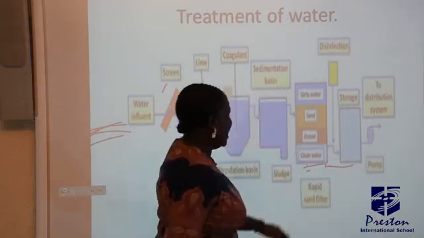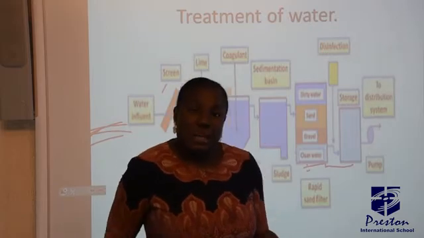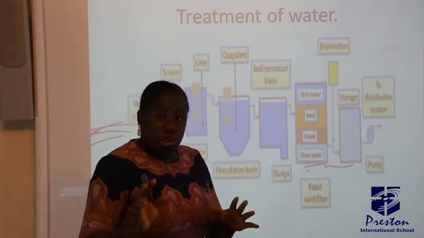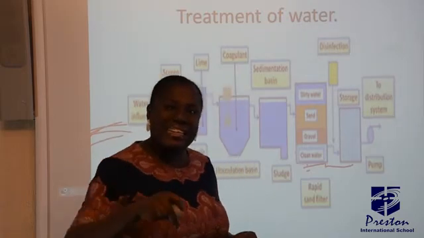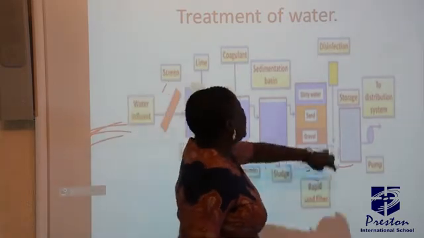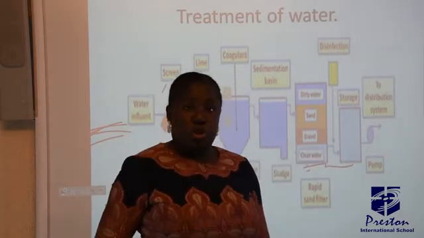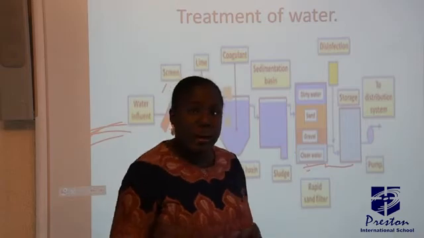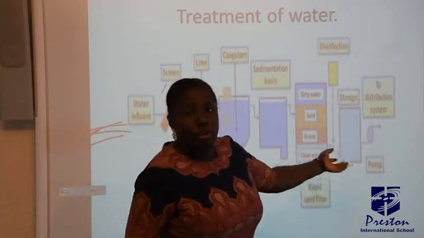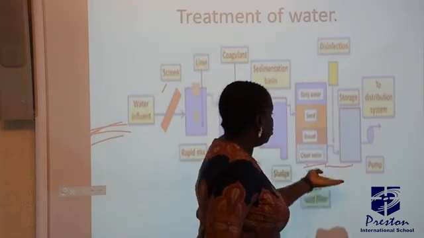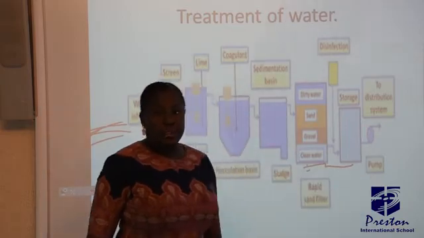We move to this basin. At this point, remember we've removed the solid pollutants, but we might still have some microorganisms present in that sample of water. So at this point, disinfection takes place. We make use of substances like chlorine, which is going to act on the microorganisms present. Then, at that point, you have your pure sample of water, which will go to the storage tank, and thereafter, it will be distributed to different households.